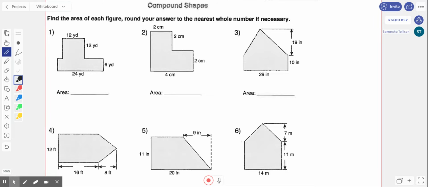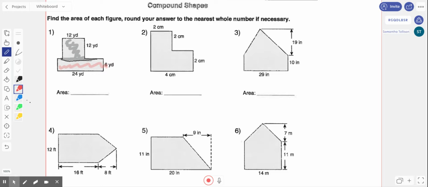Okay, so for our first problem, anytime you have compound shapes, you need to figure out what shapes you can divide this up into. I look at this and think, okay, I can make a line right across here, a nice straight line. Knowing that, I can find the area of my top square up here, and then the area of my rectangle down here. After I have both of those areas, I'm going to add them up.